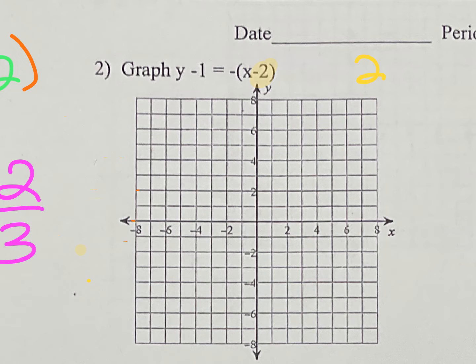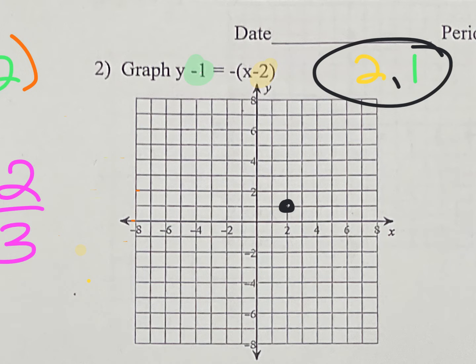And then your y-coordinate is 1. And because it's a negative in the equation, that means it's going to be a positive 1. So that's the part that's tricky. So you're going to start at (2, 1). So we go over 2, up 1 for your beginning point, okay?